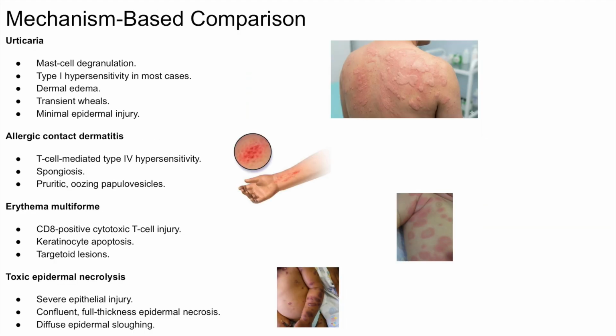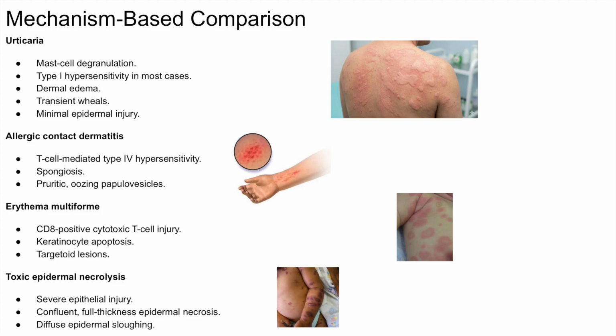Right, so now we're just going to compare them based on their mechanism. These disorders can be separated by identifying both the immune mechanism and the level of skin injury. Urticaria results from mast cell mediator release, producing superficial dermal edema and transient wheals with minimal epidermal damage. Some acute cases are classic IgE-mediated type 1 hypersensitivities, but urticaria can also arise through non-IgE mechanisms.